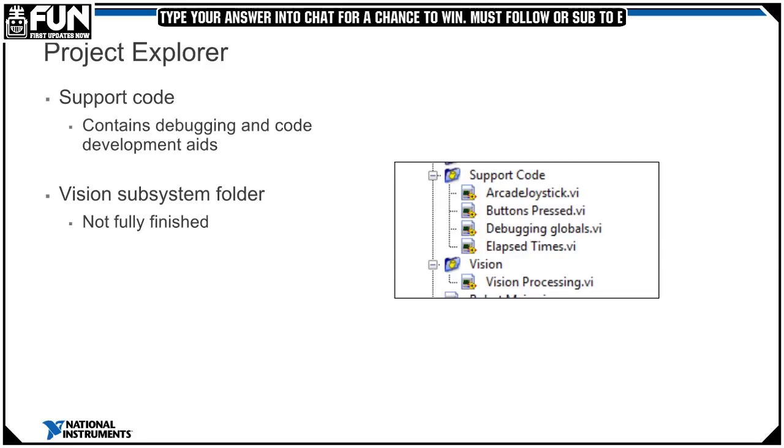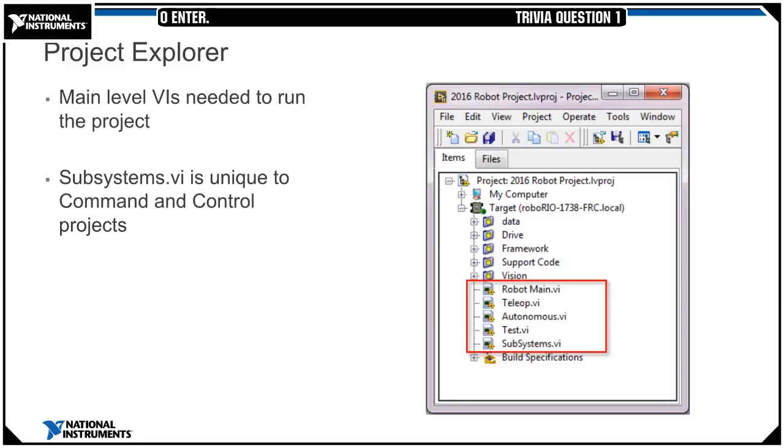So looking at kind of the whole Project Explorer, kind of external to any of the folders, these are where your main level VIs needed to run the project live. So your robot main, still the same as it always was. That's your main control VI that's running. Teleop and autonomous, again, same as they always were. Test VI, this is what gets called when the driver station is in test mode. You might have seen that on your driver station. We talked about it a little bit in episode 2. This is that VI that gets called.